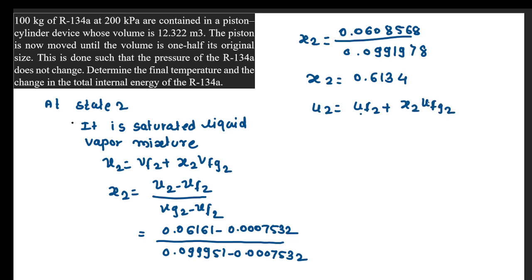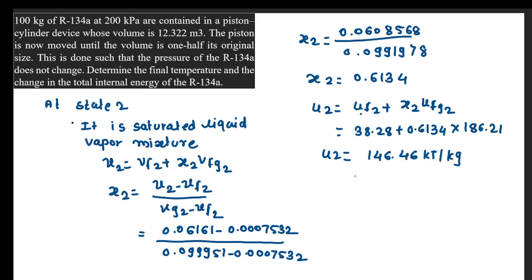From that we can find out u2 is equal to uf2 plus x2 ufg2. This uf2 and ufg2 you can find out at P2 equal to 200 kilopascal. So it is around 38.28 plus 0.6134 into 186.21. So you will get around 146.46 kilojoule per kg.